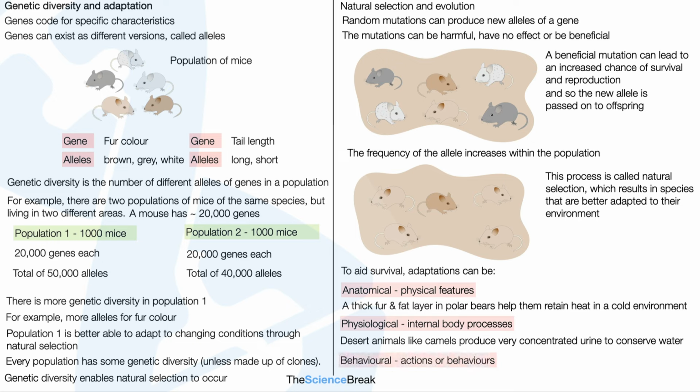We also have behavioural adaptations, and these are related to actions or behaviours. For example, birds migrate to warmer climates in winter for food and better breeding conditions. So this is genetic diversity and adaptation.